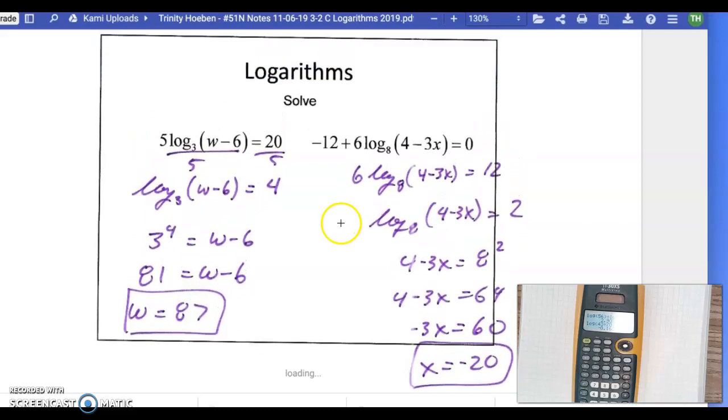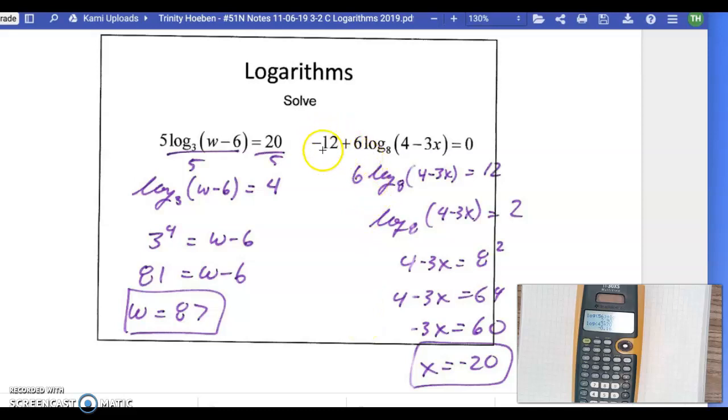These two are a little more complicated. The one on the left is being multiplied by 5, so the first step is to divide by 5, which gets you 4 here. Then we don't have a log on this side, but we do have a base of 3, so we can rewrite that as an exponential. We take that base of 3 to the power of 4 and set it equal to w minus 6. Then 3 to the 4th power, you can do that on your calculator. You should get 81. And add 6 to both sides.